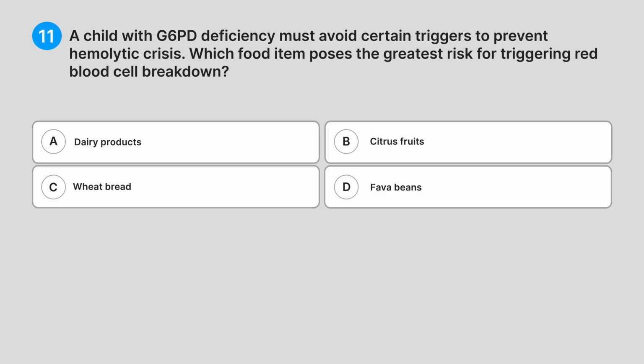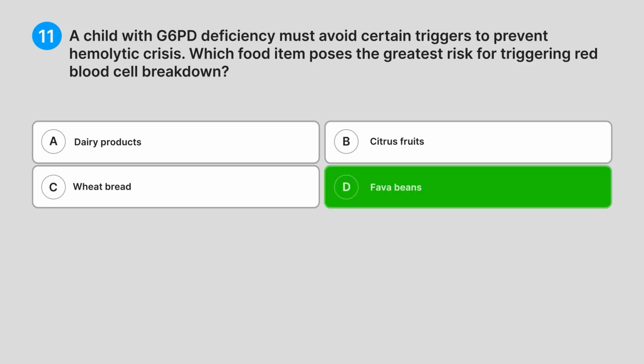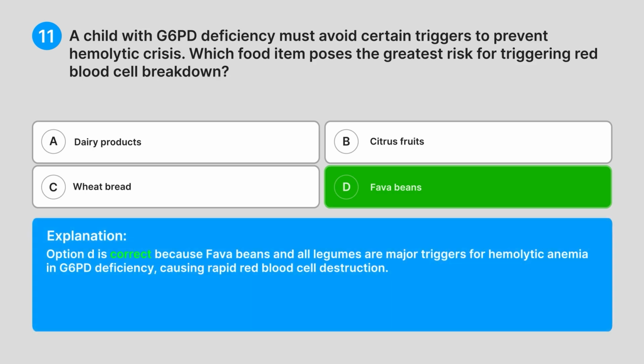Correct answer, D. Fava beans. Explanation. Option D is correct because fava beans and all legumes are major triggers for hemolytic anemia in G6PD deficiency, causing rapid red blood cell destruction.